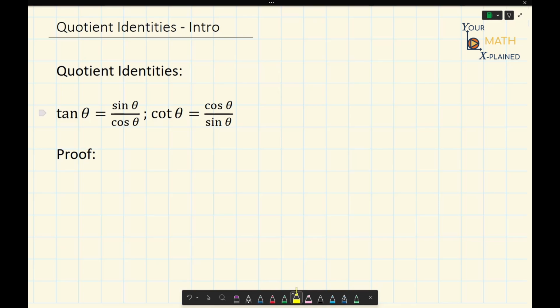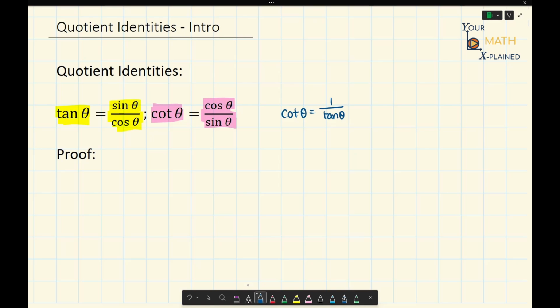The two quotient identities we have are tan theta is equal to sine theta over cos theta. And the other one is cotangent theta, which is what this COT stands for, is equal to cos theta over sine theta. So we haven't exactly talked about cotangent before, which we will go in depth in the next video. But for now, just know that cotangent theta is equal to 1 over tangent theta. So it's basically the reciprocal function of tangent theta.